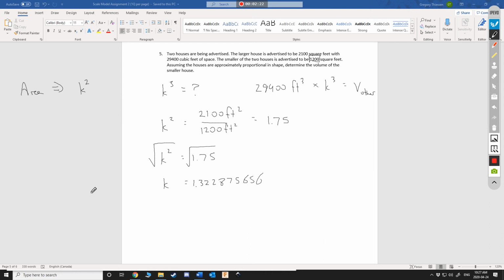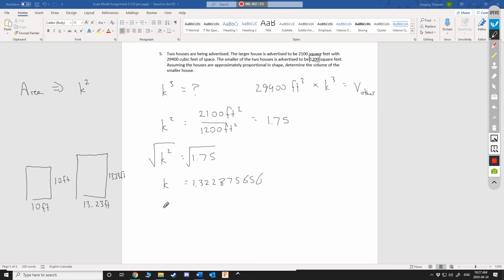So basically what this means is, if one floor plan was 10 feet by 10 feet, this is the top view, the larger house would be 10 feet multiplied by that 1.3, so 13.23 feet by 13.23 feet. So we get more space in the bigger one by a factor of 1.3228. But this question is not asking how much bigger or smaller in length, it's asking how much bigger or smaller in volume.